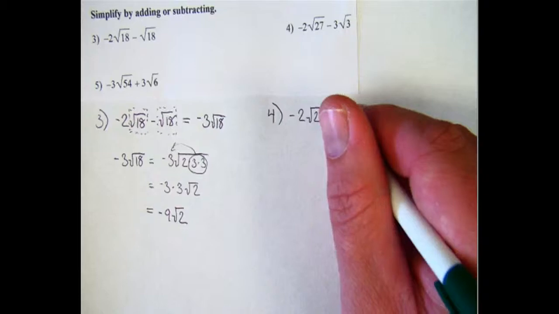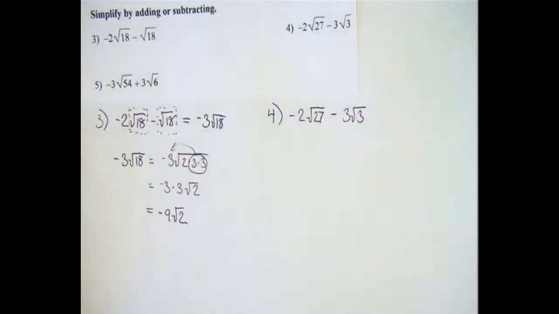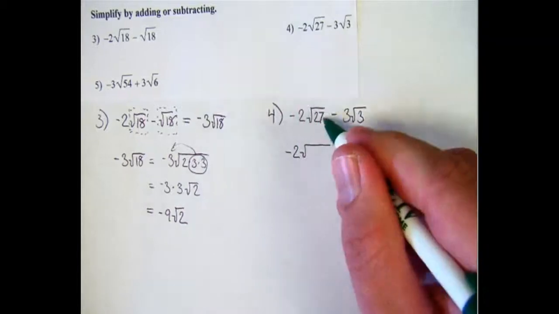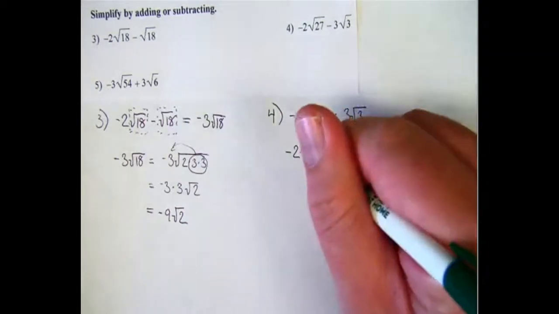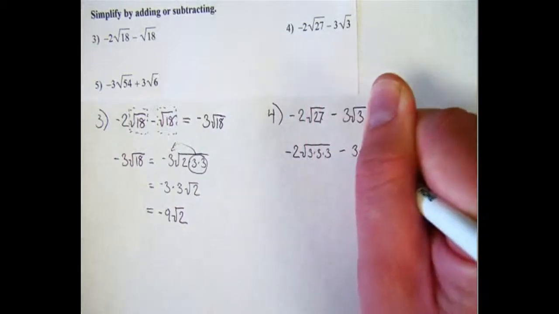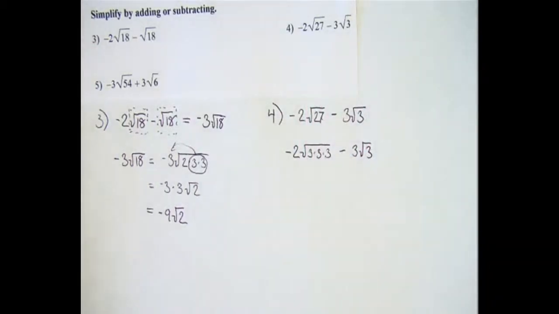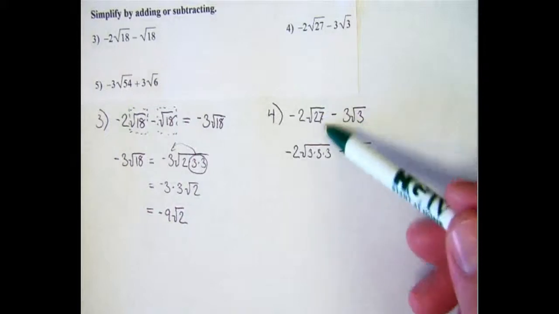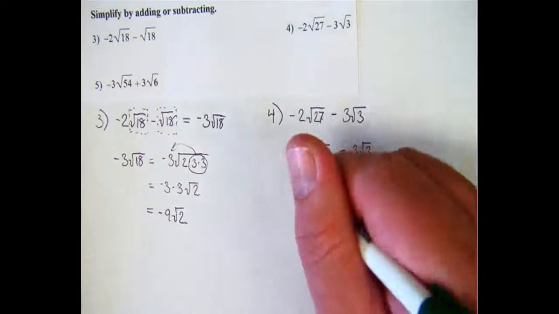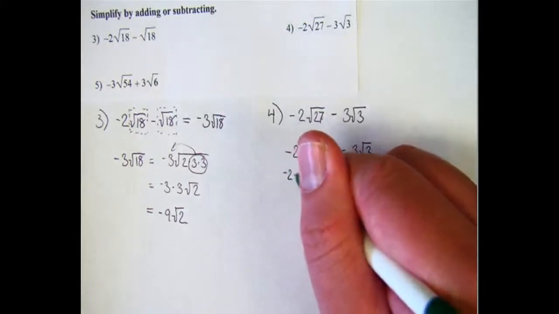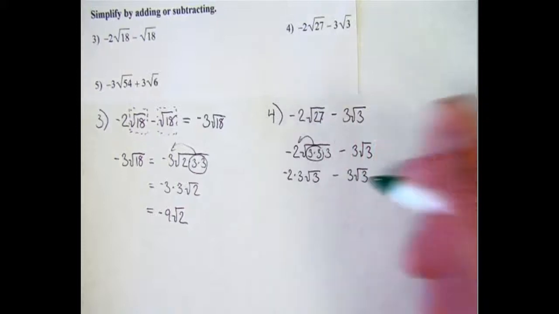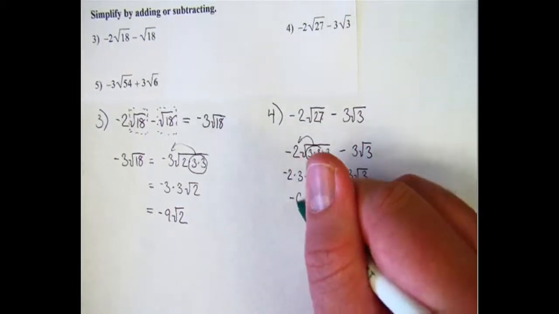So let's simplify just like we did in the last set of problems. Negative 2 times the square root of 27. So that's negative 2 times, and now we need the prime factorization of 27, which is 3 times 3 times 3. And I'm going to rewrite the rest of this to show that nothing's really changing here. I'm just simplifying this one. So now there's a group of 2, and I can pull to the outside. So that gets me negative 2 times 3 times root 3 minus 3 root 3. Negative 2 times 3 is negative 6.